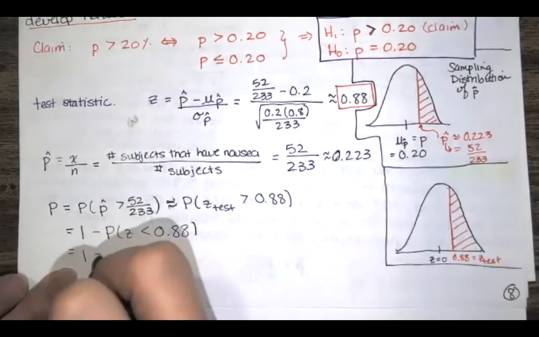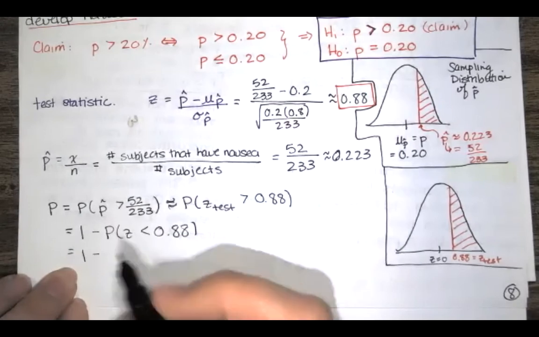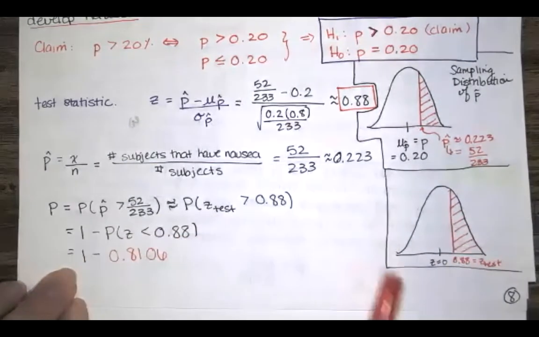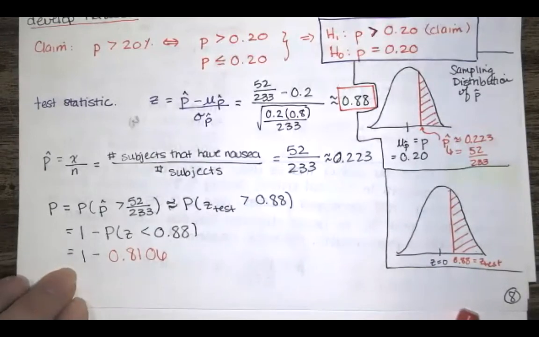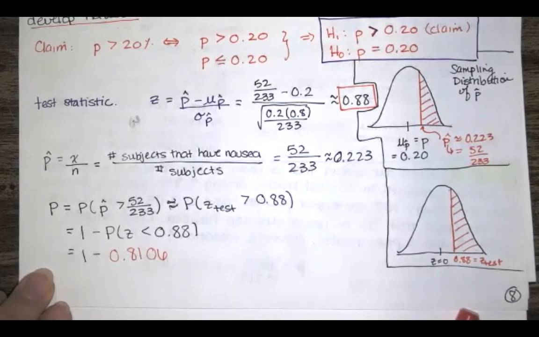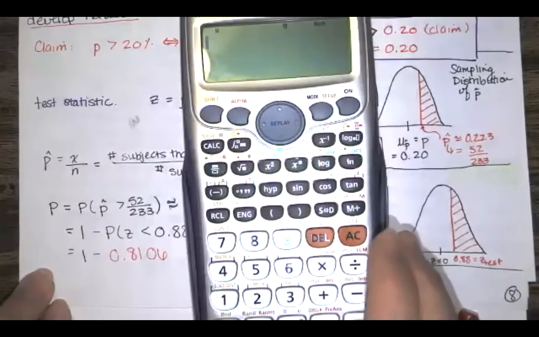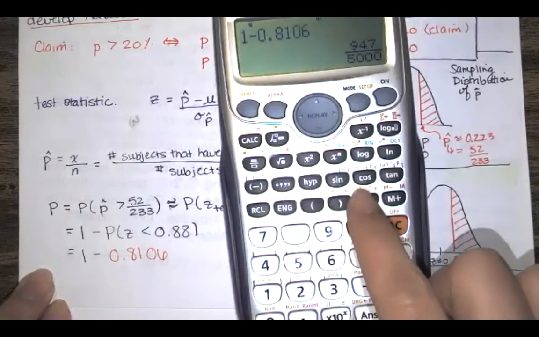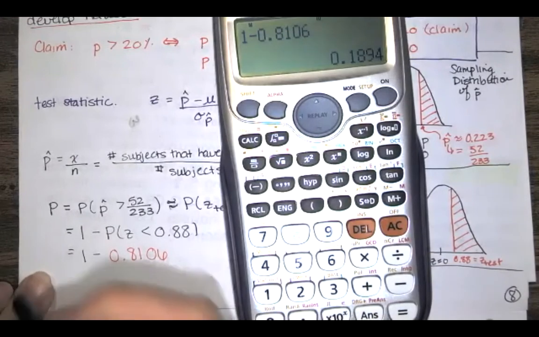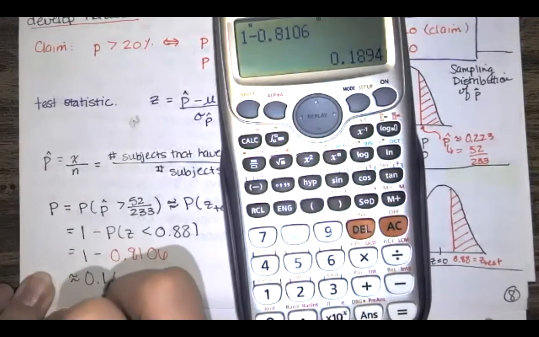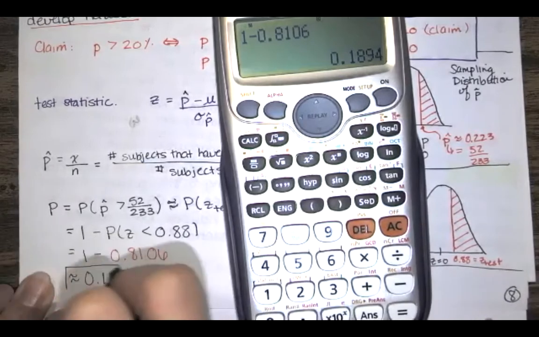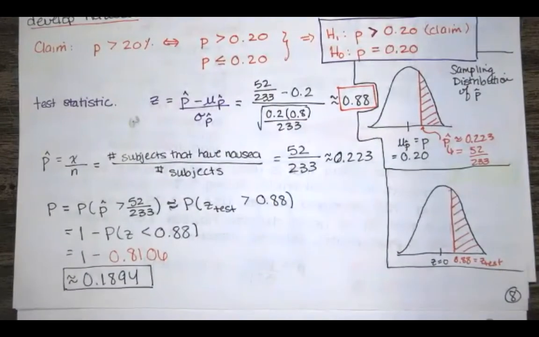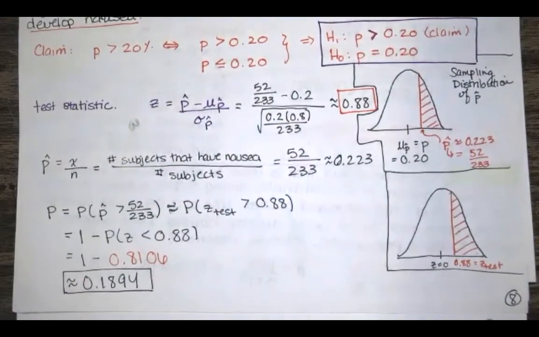Okay, so we have 1 minus the area to the left of 0.88, which is 0.81. Is that 0.6? Is that what that said? Yeah, I guess it was. And then we'll subtract that from 1 to get the area to the right. And we get approximately 0.1894. Okay, so that is our p-value using table A2.